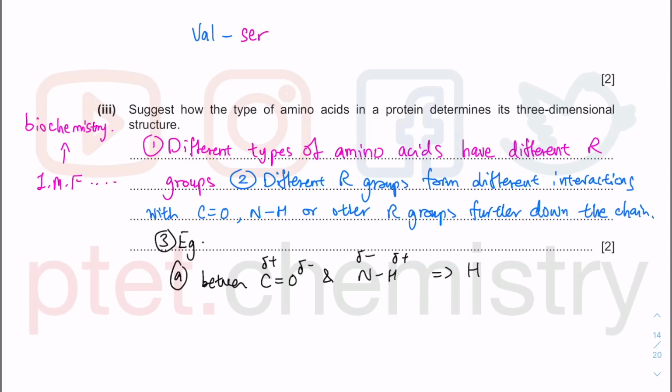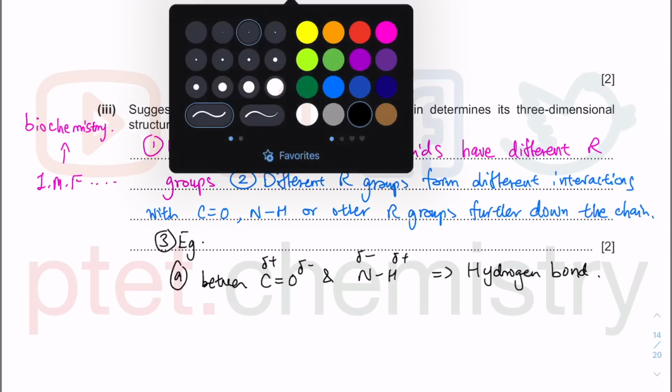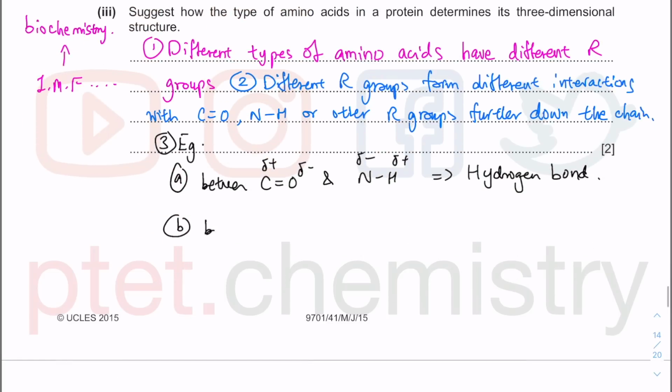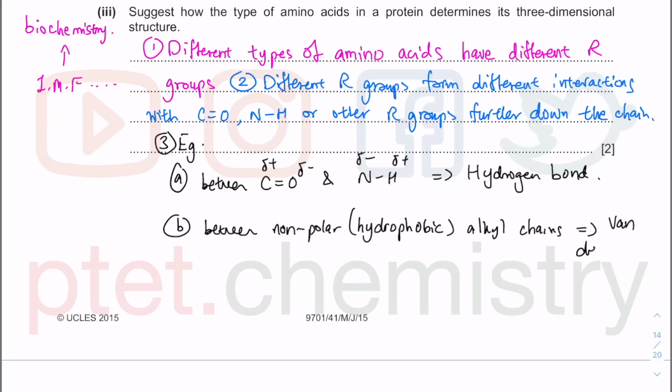Hydrogen bond is pretty strong, and that is usually what is holding part of the really strong intermolecular forces that hold protein together. What else can you have? You can have between the non-polar hydrophobic alkyl chains, hydrophobic meaning they don't dissolve in water because they're non-polar. So what you get is just the London dispersion forces, which is just van der Waals forces. What else can you have?